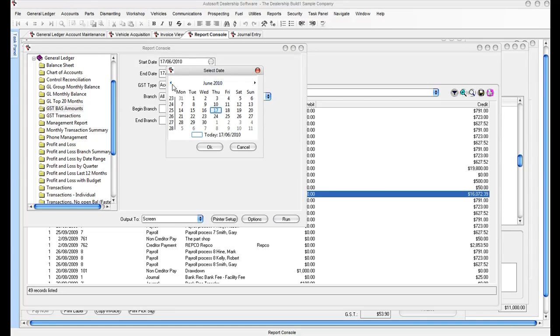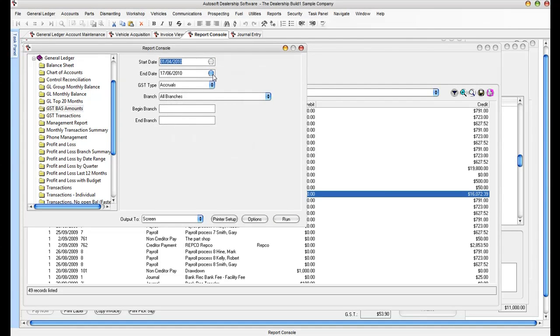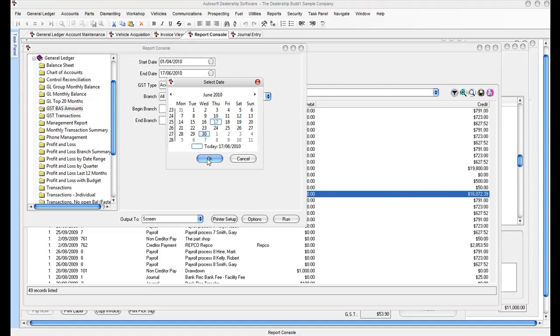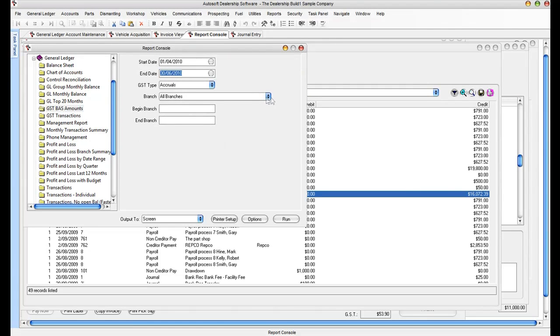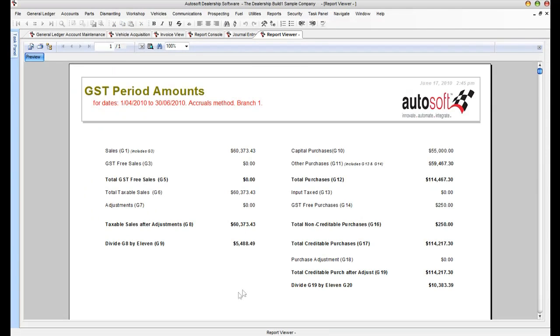So if I run that from the 1st of April to the end of June, or I could have run it as of today, but the end of June, for all branches there, just the build one company I'm going to run that for. What I can see now is I've got some new totals here. I've got $5,488.49 as the GST collected, $10,383.39 as the GST that's been paid.